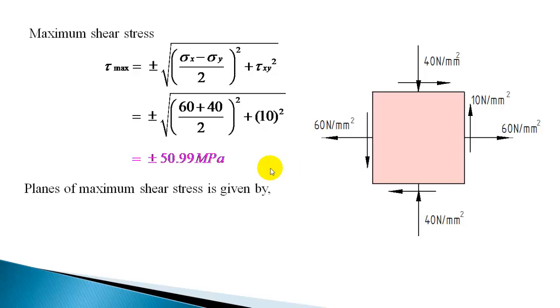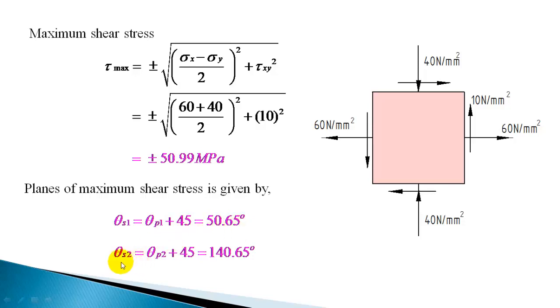Planes of maximum shear stress you can find out by just adding 45 degrees to the principal planes. Theta p1 plus 45 degrees will give theta s1, and theta s2 is equal to theta p2 plus 45 degrees, or just add 90 degrees to one of the planes of maximum shear stress. Since planes of maximum shear stress are mutually perpendicular, you can add 90 degrees to that, or from the principal planes they are separated by 45 degrees.